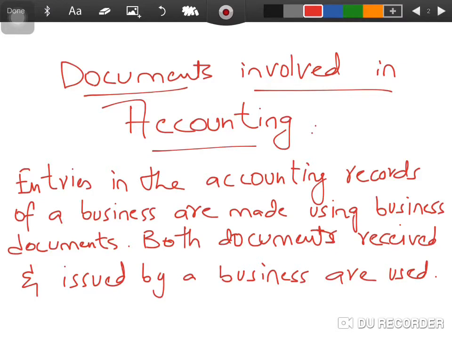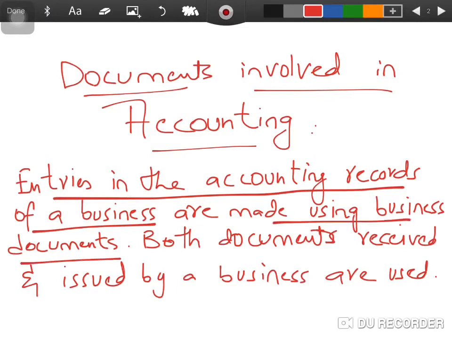Now, what are documents in the first place? All the entries that are done in the accounting records of a business, they are made using the business documents. So these documents are very important because they act as a proof of the transactions that are taking place. So for each of the transactions that has taken place, there has to be some kind of a document involved, and then we record these transactions in the accounting books using the documents only. So you see, there has to be a proof of everything that you record, right? So that is why these accounting documents are involved in the transactions that you do.